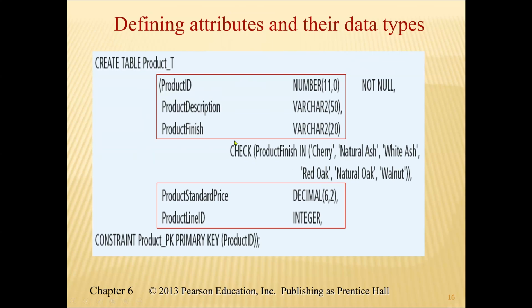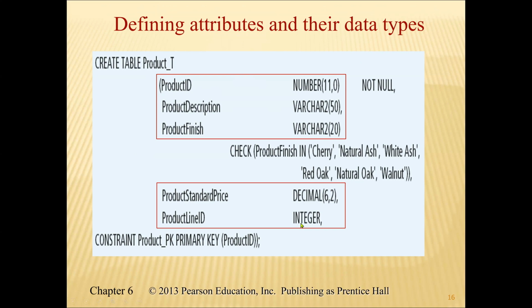These are the values. So we start with the keyword check, the name of the column, which is product finish, in. These are all the possible strings or words that we can enter. Then we have the product standard price. The data type is decimal, 6 and 2, which means 2 decimal places.